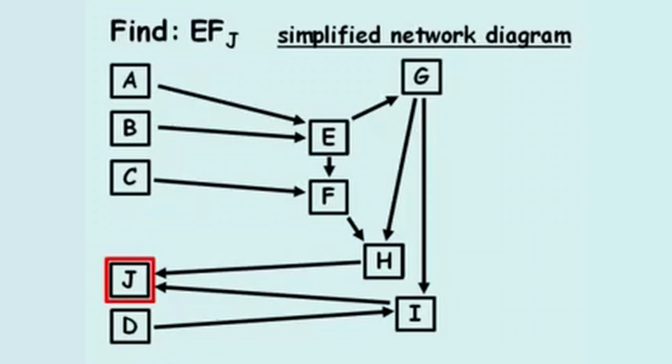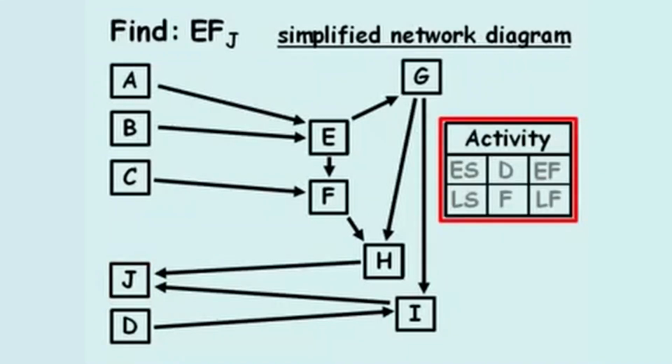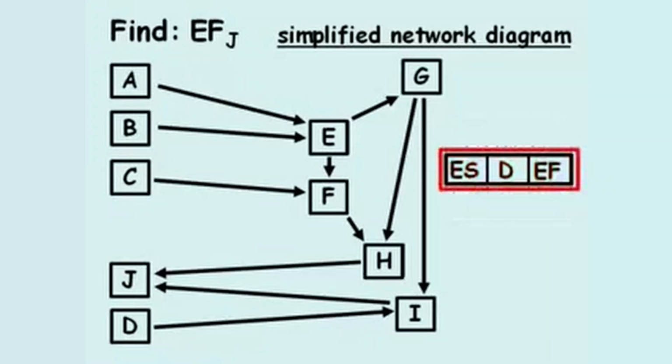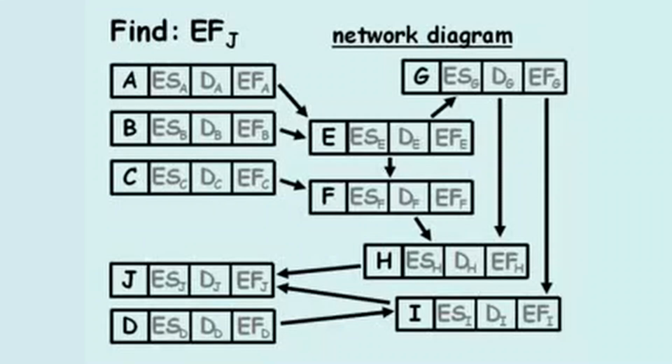The detailed activity box template usually includes 6 separate cells for information, including the early and late start and finish times, as well as the duration and total float of the activity. However, in this problem, we only need the early start, duration, and early finish. So, to save space, we'll only append these 3 boxes to the right side of all activity boxes in the network. And now we're ready to begin our forward pass through the network.